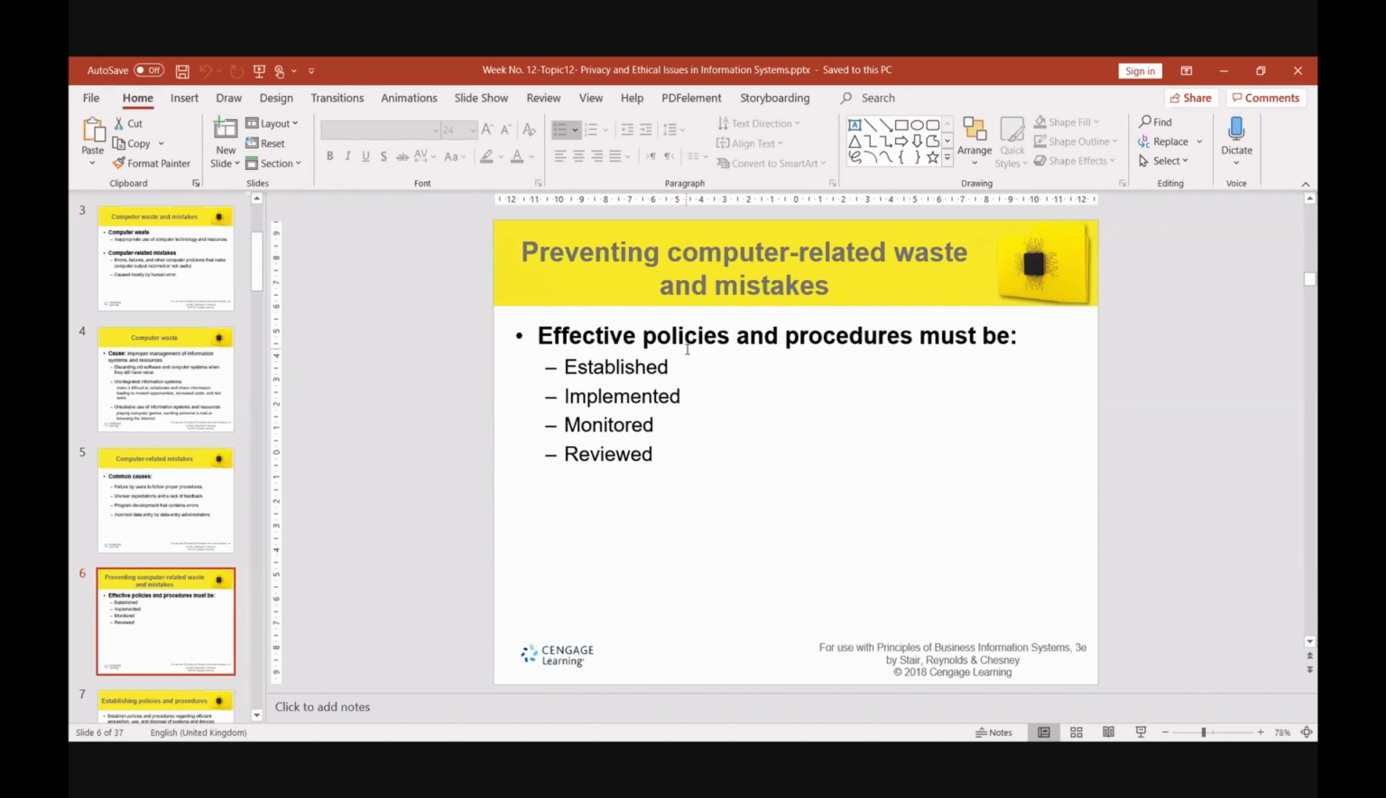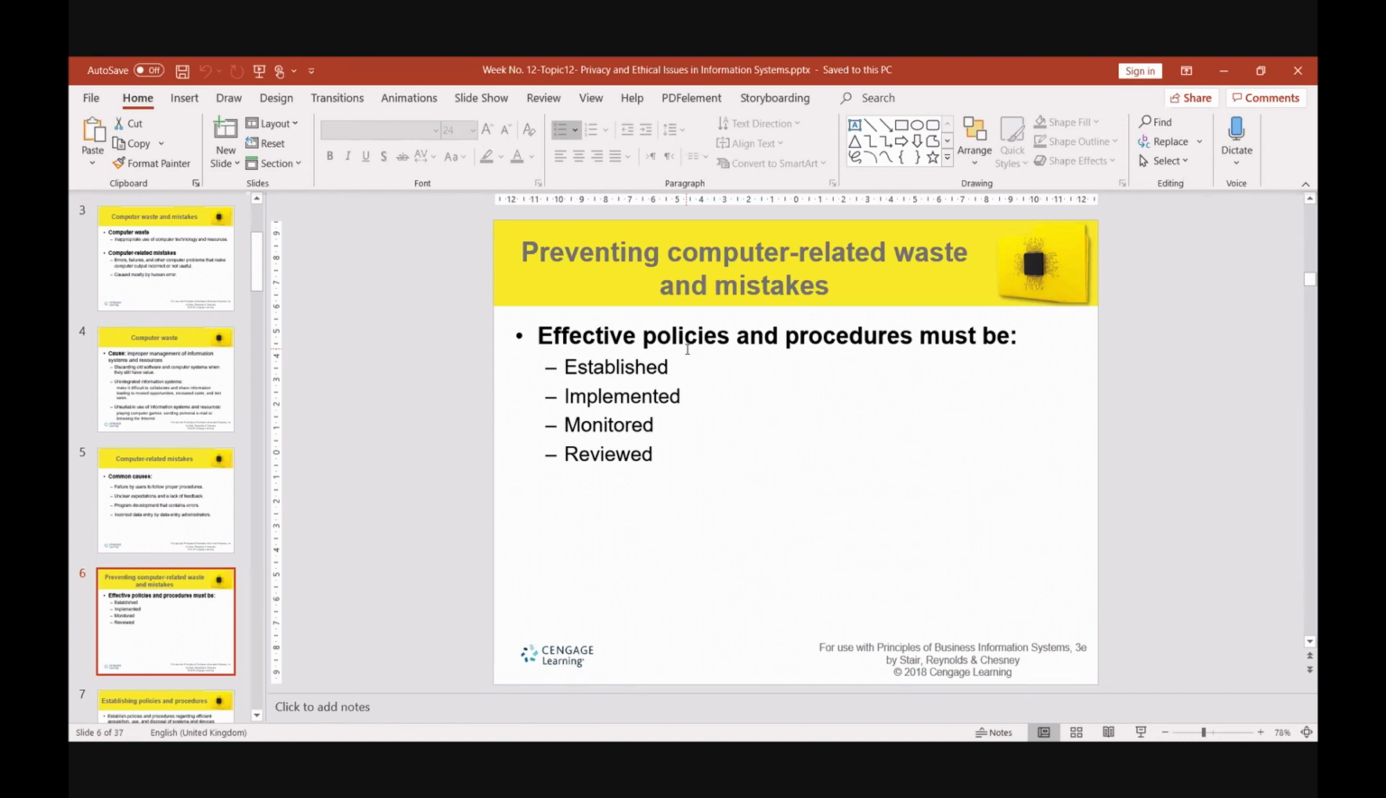You know, in the government sector, you cannot destroy or throw anything without evidence. For example, you have a folder, one folder. You want to discard it. You cannot throw it in the bin. You have to follow some procedure for that. If I am throwing it into the bin, you will take some signature. You will send it to somebody. So there is always somebody responsible for that. Okay. So we need effective policies and procedures for computer-related waste and mistakes.